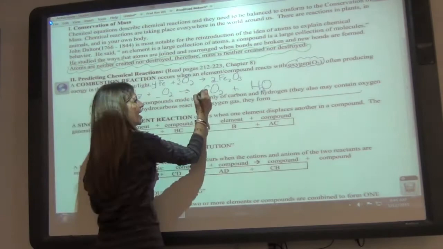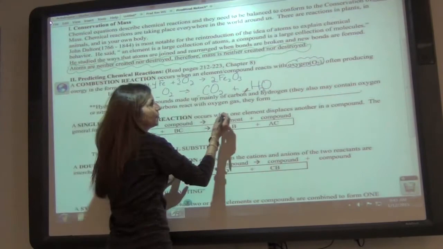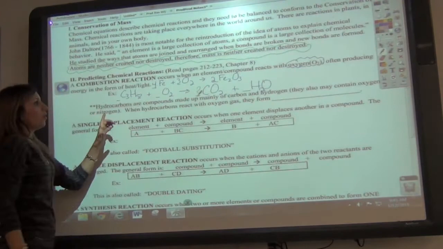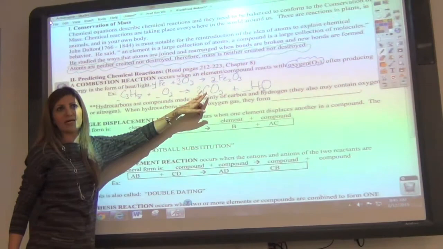I've got three carbons on the left, so on the right, I'm going to put a 3 in. I'm just going to change colors here to do my balancing. So I've got 3 there. Why would I not touch my oxygens yet? Because there's another oxygen. Save it for last. There's one there, one there, one there. I want to save it for last.